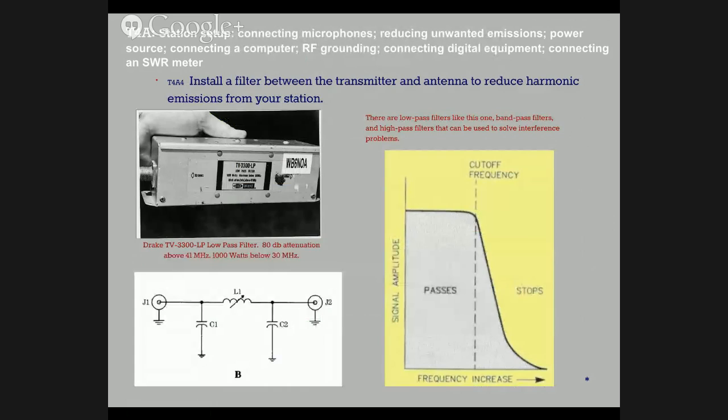Filters. You should know what a filter is. Just like a coffee filter prevents large coffee grains from falling through, but water to pass through. Filters in RF can reduce harmonic emissions and attenuate or decrease signals after certain frequencies.